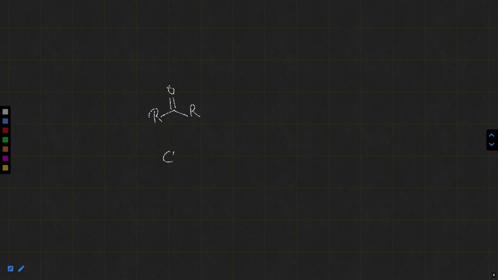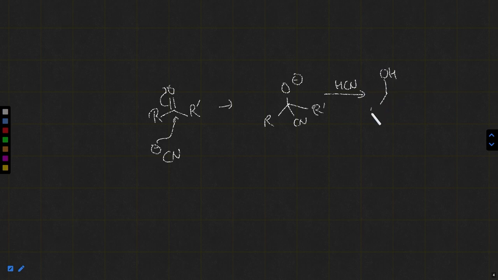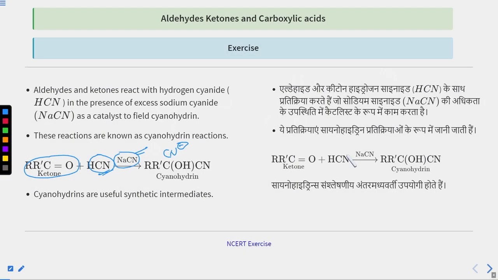As soon as we get this carbonyl, CN minus will attack here. This will remove the pi bond on the oxygen. This is CN, and this is R dash. Now this is further protonated by the HCN. Clear? So in this way we can synthesize cyanohydrin.